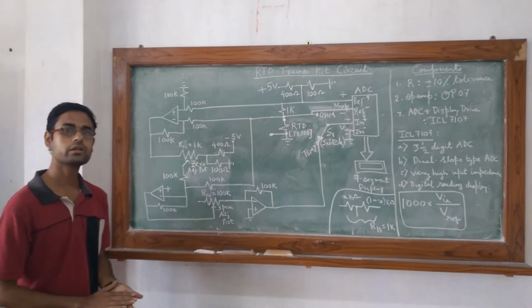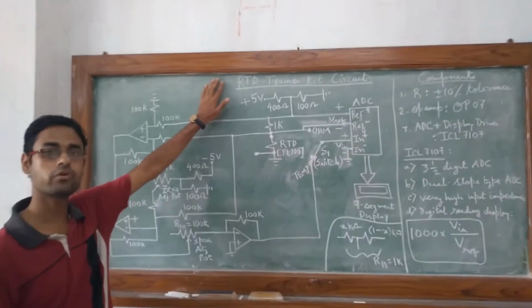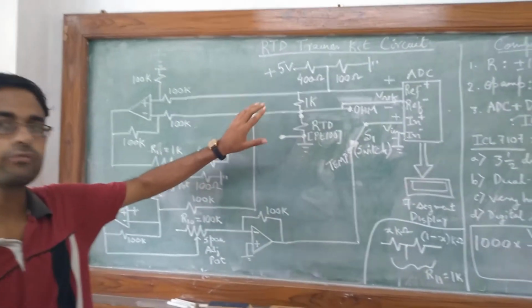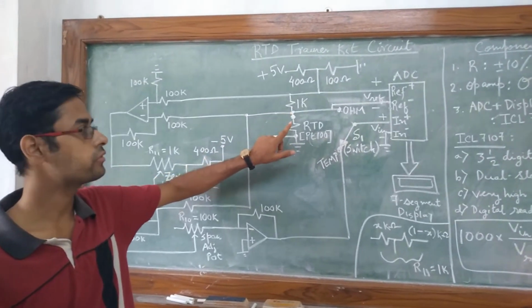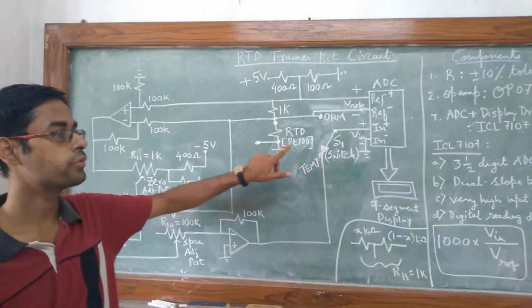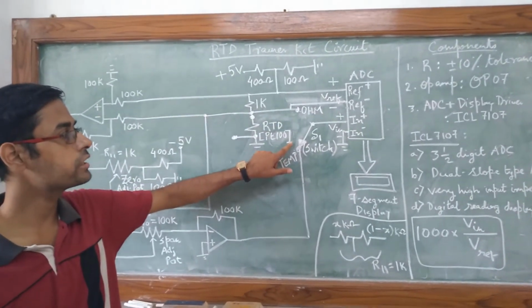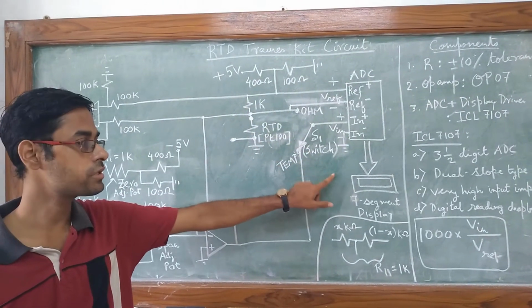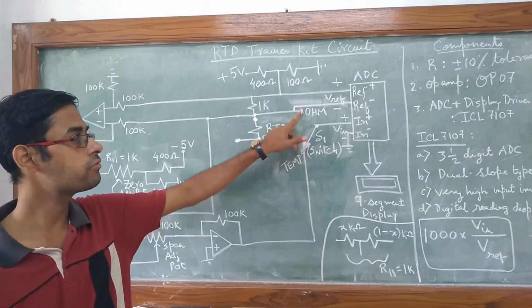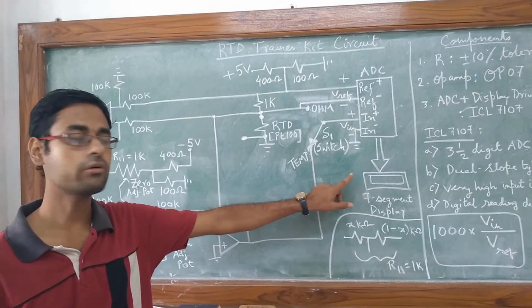So this is the full signal conditioning circuit which is present in the trainer kit for the RTD experiment. If you remember, this is where the RTD was connected. It's a 3-wire RTD, and then we had a switch and we could flip that switch and obtain the reading for the ohm, that is the RTD resistance, in the 7-segment display, or we could flip it to the temperature portion and show the corresponding value of temperature.